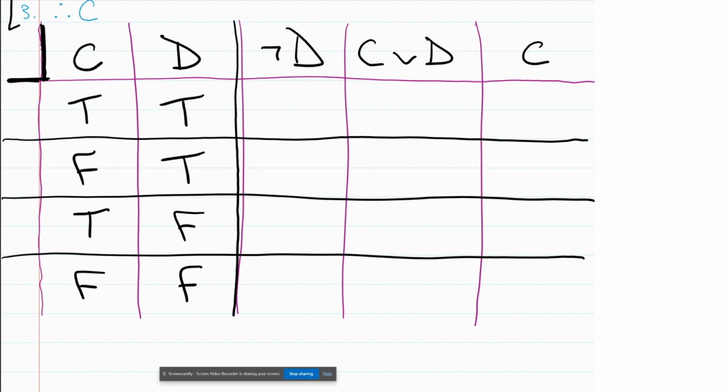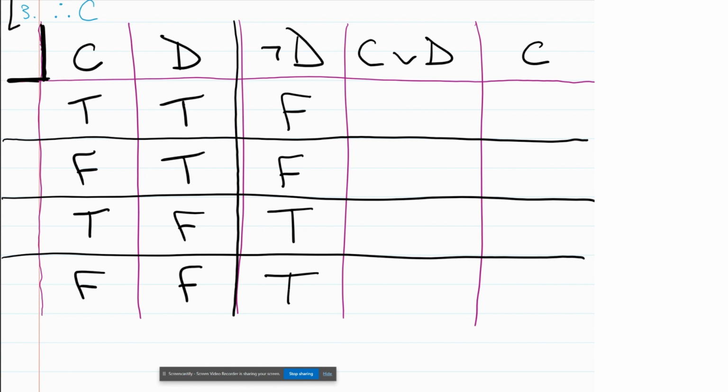Next, we arrive at the next column, which is not D. Remember, negation is a truth value flipper. Negation is going to take all the values of D and flip them. So where we had true for D, we're going to have false for not D. Where we had true for D, again, we're going to have false for not D. And then where we had false for D, in row 3, we're going to have true for not D, and likewise for the last row, because D is false there, and so not D is going to be true.